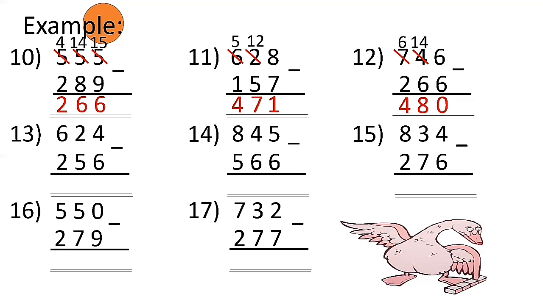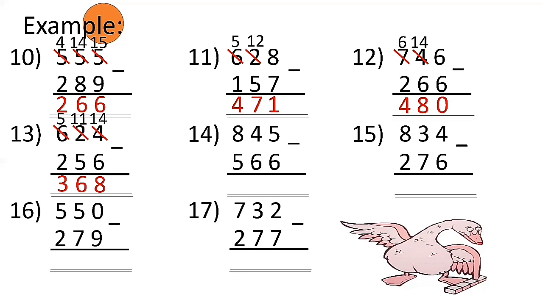Number 13, 624 minus 256. 4 minus 6 cannot be. We need to borrow in the tens place. Cancel 2 becomes 1 and 4 becomes 14. 14 minus 6, that's 8. 1 minus 5 cannot be. We need to borrow in hundreds place. Cancel 6 becomes 5 and 1 becomes 11. 11 minus 5, that is 6. And 5 minus 2, that is 3. So our answer here is 368.